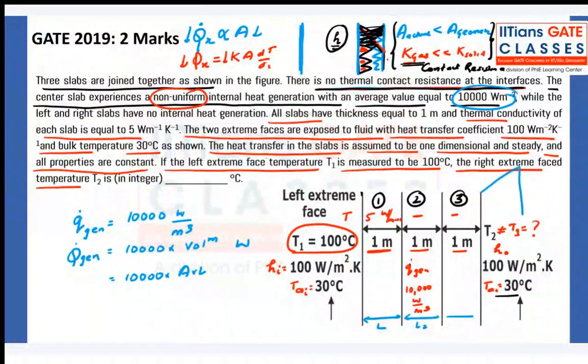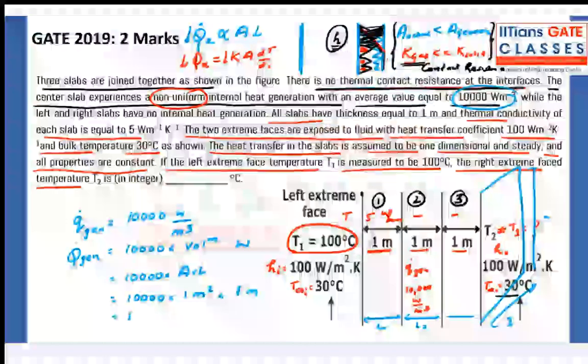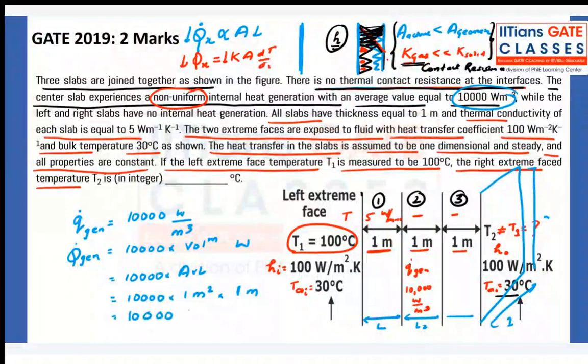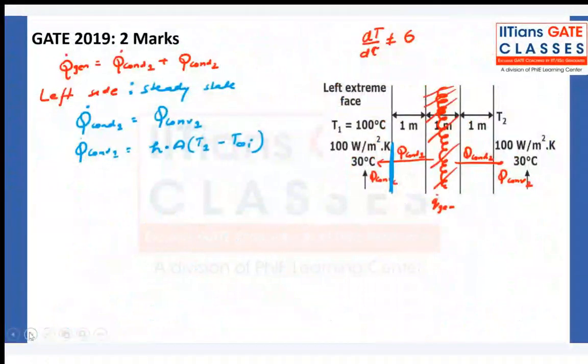Let me take this as 1 meter, so area is 1 meter square. So 10,000 into 1 meter square into 1 meter. Everywhere I'll take 1 meter square area itself, which means I am calculating per unit area. So Q dot generation is 10,000 watt. This is given to me.